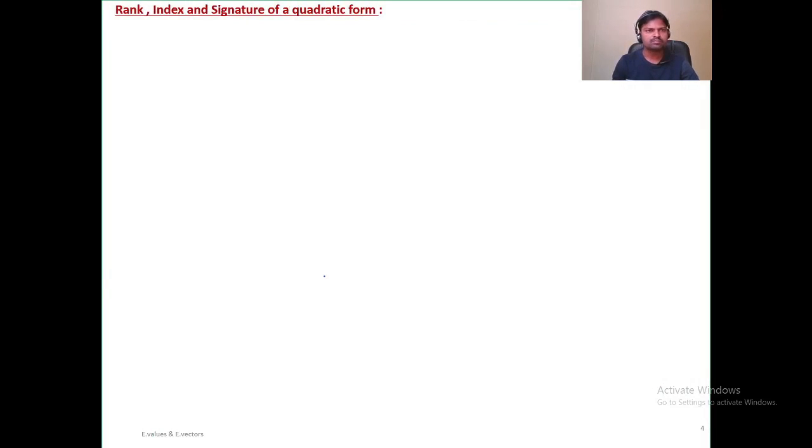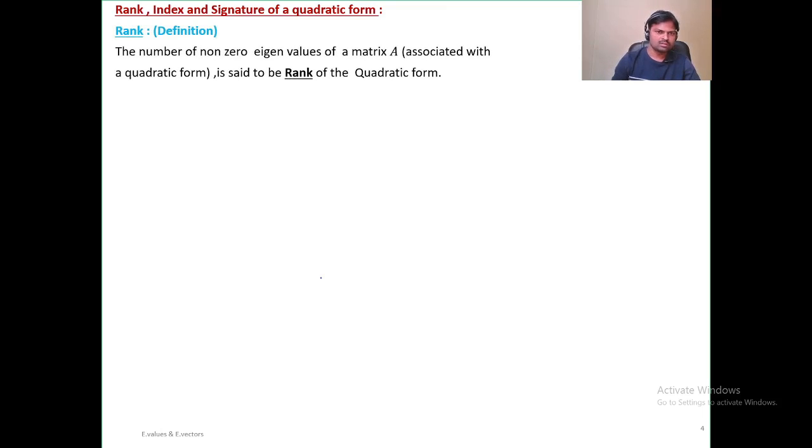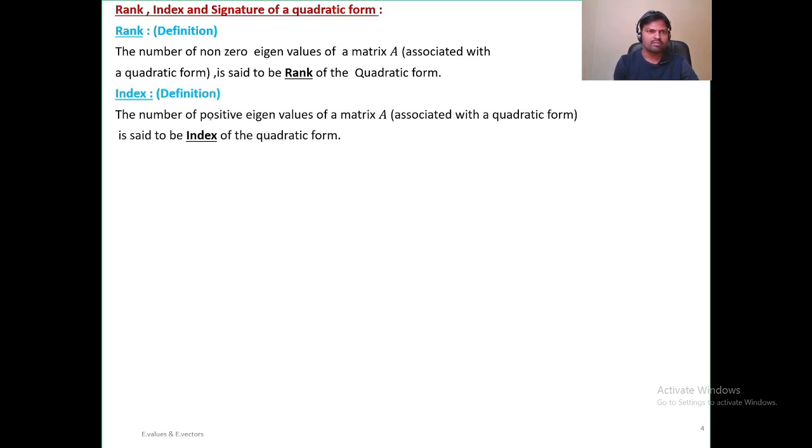Next one. Now today's class, the new concept: rank, index and signature of a quadratic form. Let's have the definitions first. Rank definition: the number of non-zero eigenvalues of the matrix A associated with a quadratic form is said to be the rank. Next, index definition: the number of positive eigenvalues of a matrix A associated with a quadratic form is said to be the index of the quadratic form.